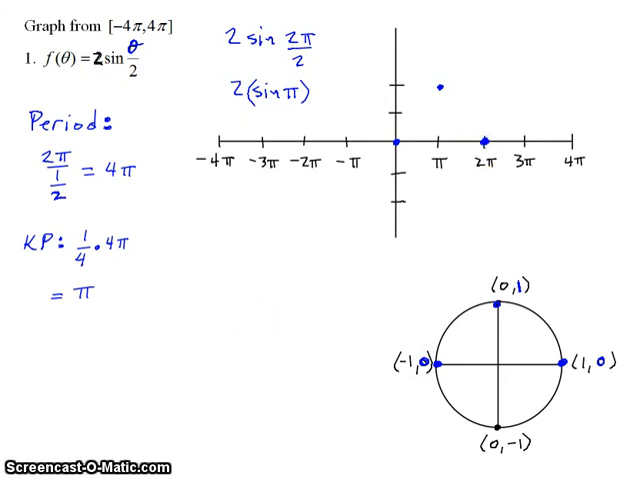And then we plug in 3 pi. We plug in 3 pi and we have 2 times the sine of 3 pi over 2. The sine of 3 pi over 2 gives us a negative 1. And so 2 times negative 1 is a negative 2. So 4 pi represents the end of the period, so I'll put another point there. And here is 1/2 of my graph.